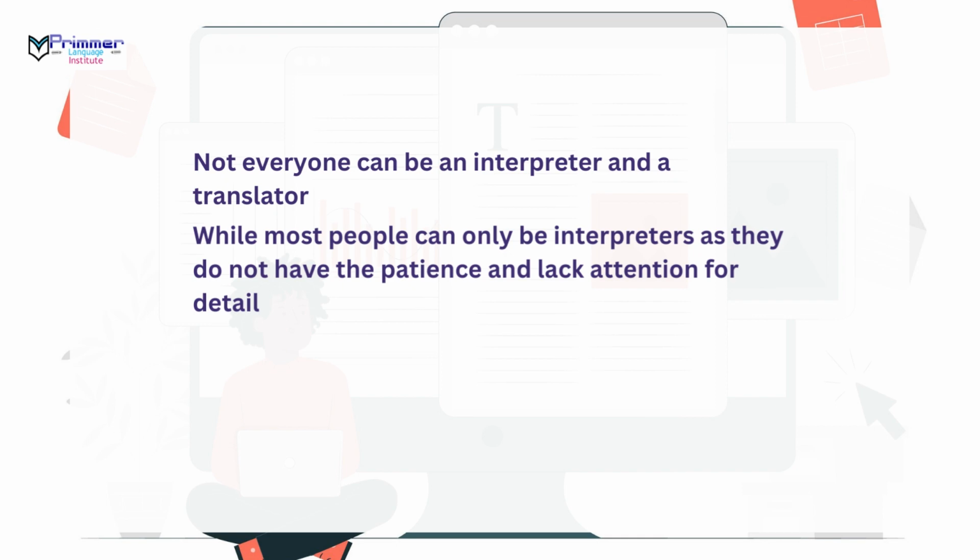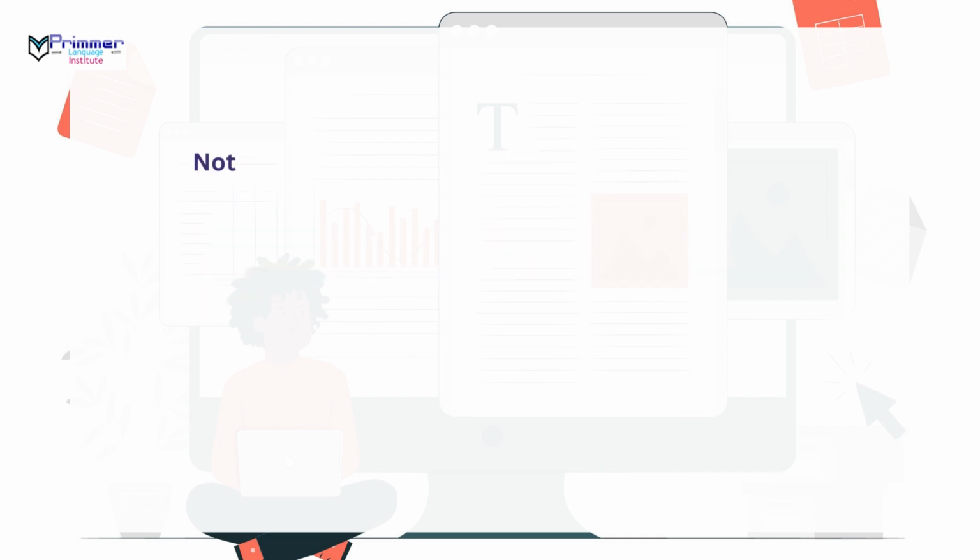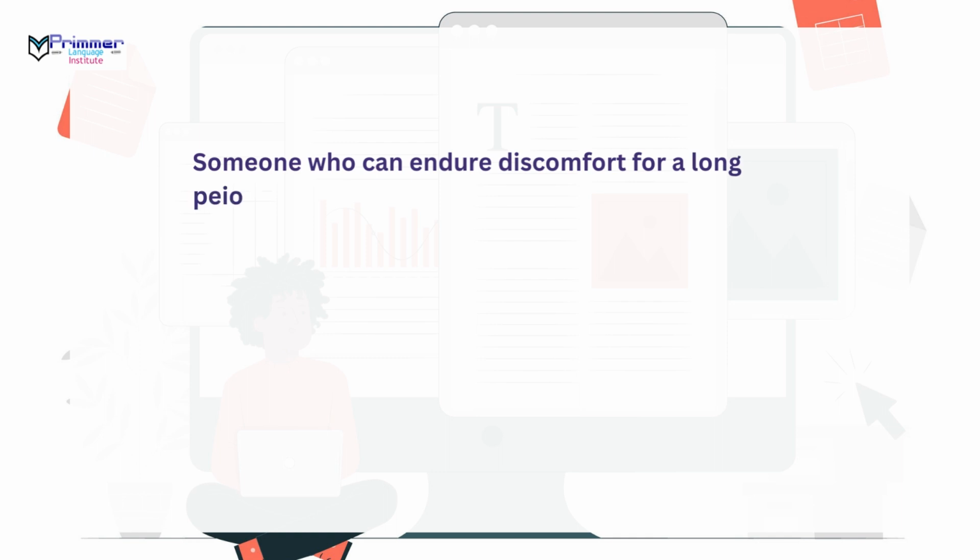For you to be an interpreter, you have to be somebody who likes to talk. Personally, you like to talk because you'll be talking for 1 hour without stopping. Imagine talking for 1 hour without stopping. Maybe you might not be able to drink water. So if you're someone who doesn't talk so much, it's going to be a problem, even though you know what you are doing. There's somebody who can endure discomfort for a long period of time.